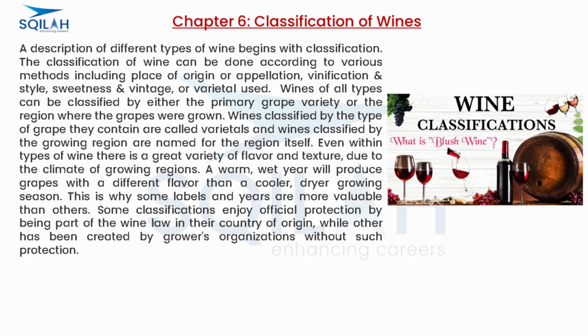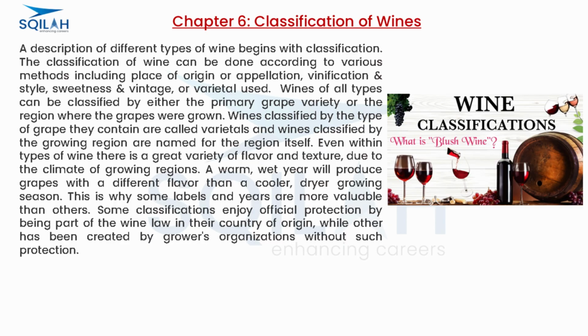Classification of Wines. A description of different types of wine begins with classification. The classification of wine can be done according to various methods including place of origin or appellation, vinification and style, sweetness and vintage, or varietal used. Wines of all types can be classified by either the primary grape variety or the region where the grapes were grown. Wines classified by the type of grape they contain are called varietals, and wines classified by the growing region are named for the region itself.